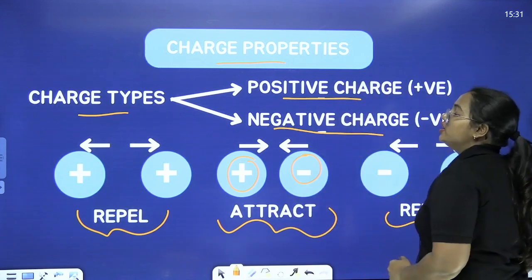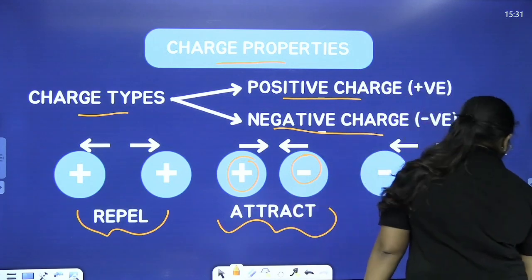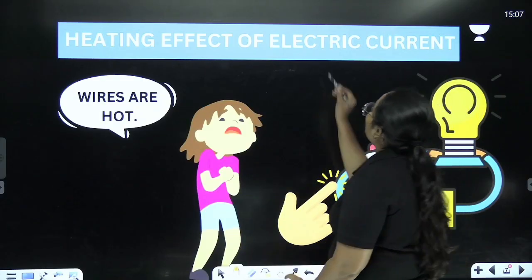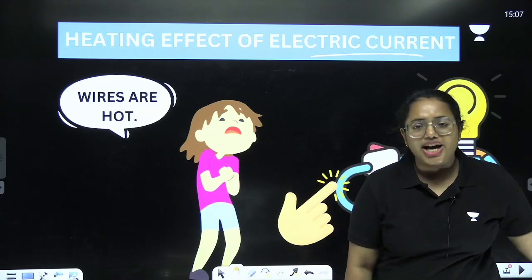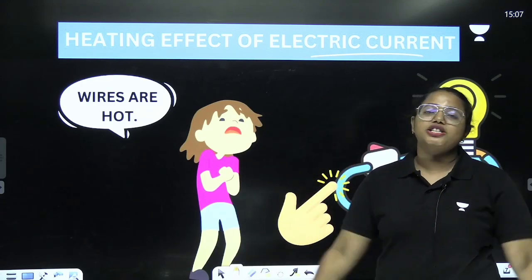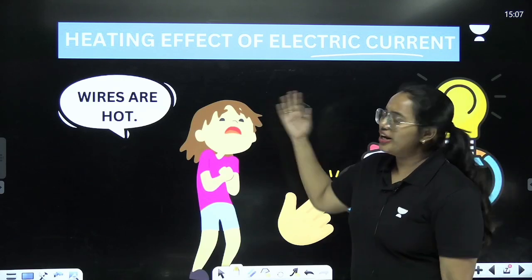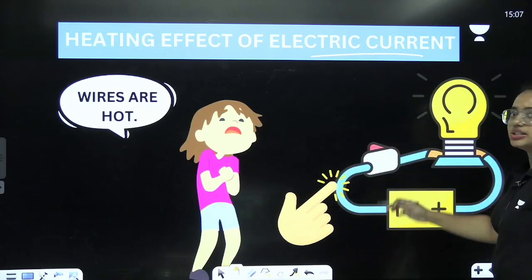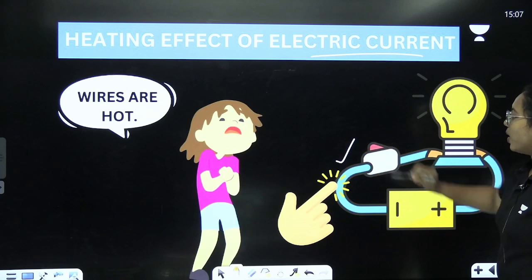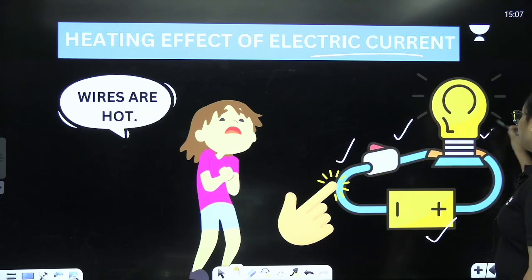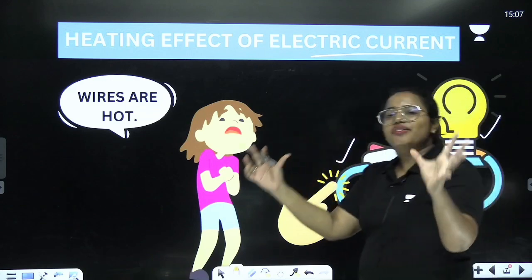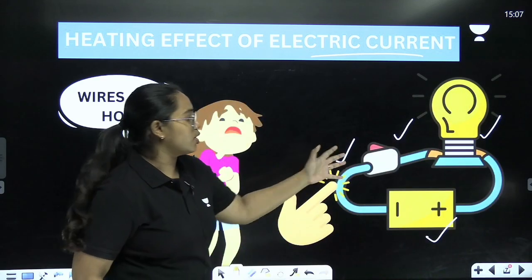Now we are moving towards the next one. It's all about the heating effect of electric current. This is one of the very important concepts of the chapter. Look at this, you can see that there is a circuit. We have wires, a switch, a cell, and a bulb. I made a very simple circuit out of these components.